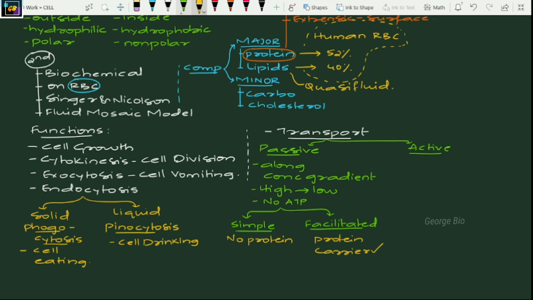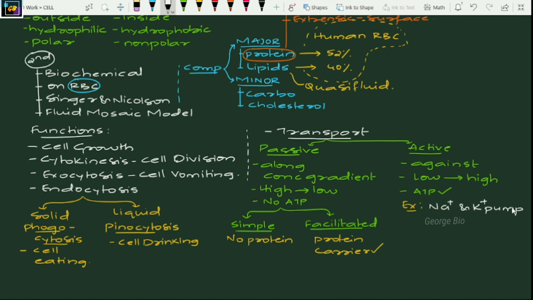Coming to active transport. Now this is quite opposite when compared to passive transport. This takes place against the concentration gradient, from low concentration to high concentration, and here ATP is required. The best example for this is the Na+ and K+ pump in animal cells. Na+ and K+ pump.